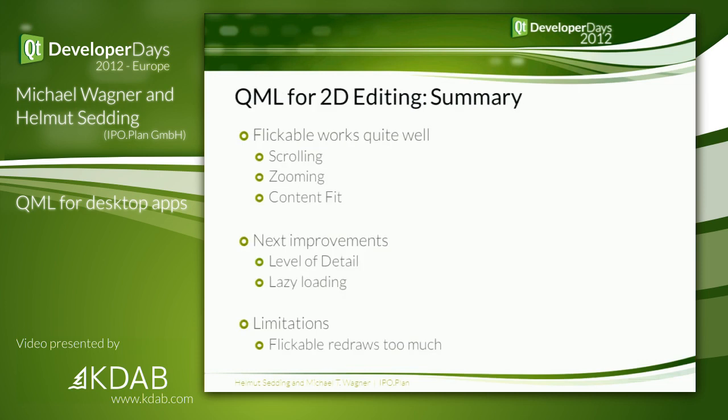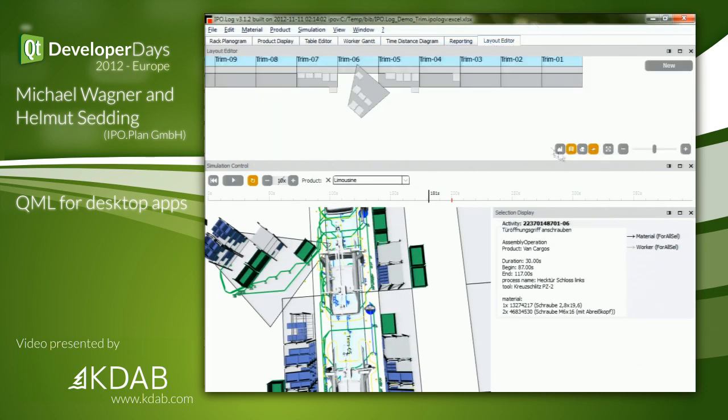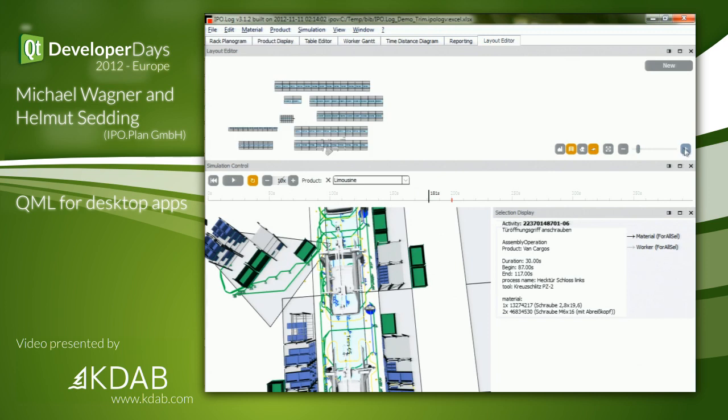Well, to sum it up, the Flickable element is working quite well. We can do really fancy scrolling. We can do zooming. We can even do content fitting, which I did not show. So I can click here, and everything is placed inside. So the zoom value is set accordingly.